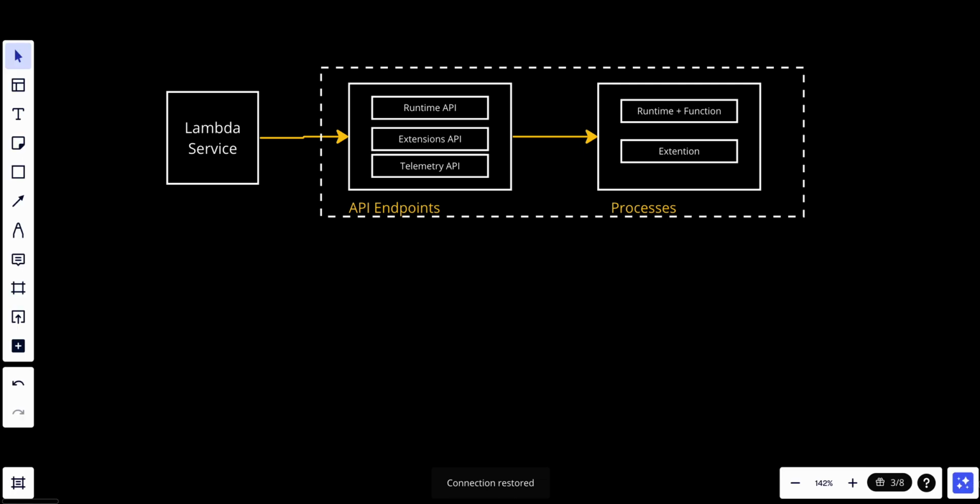The telemetry API, basically using the Lambda telemetry API, your extensions can directly receive telemetry data from Lambda. During the function initialization and invocation, Lambda automatically captures telemetry such as logs, platform metrics, and platform traces. With the telemetry API, the extensions can get this telemetry data directly from Lambda in near real time.